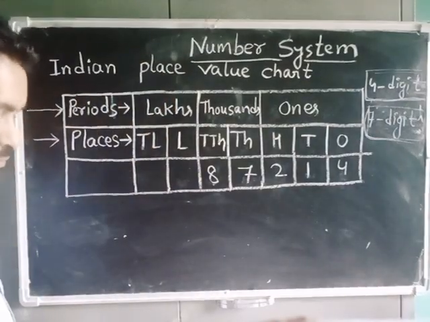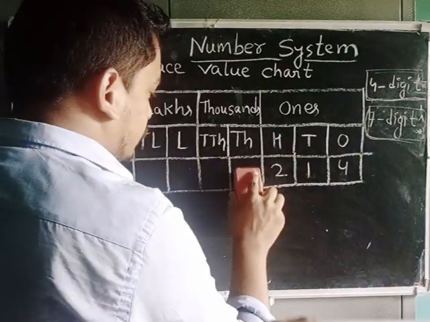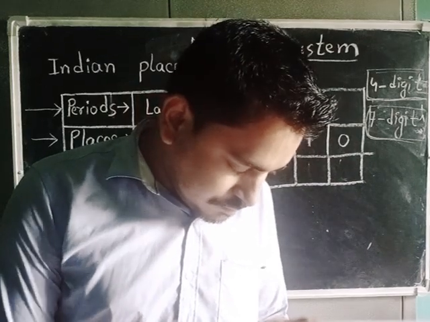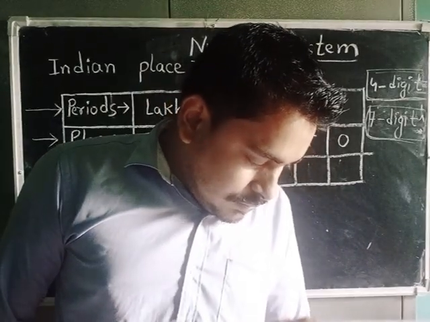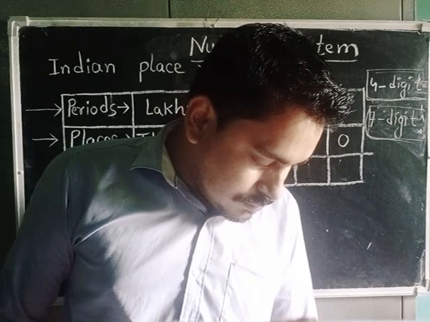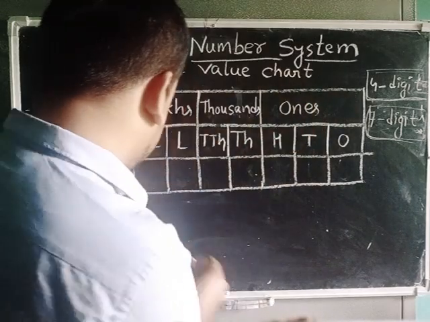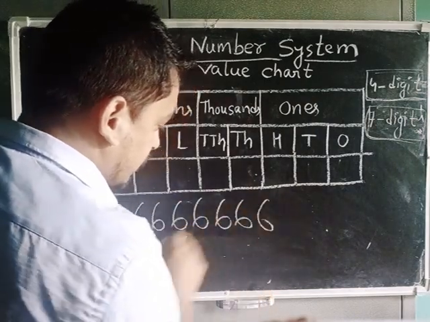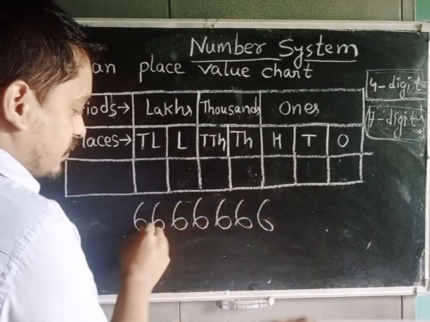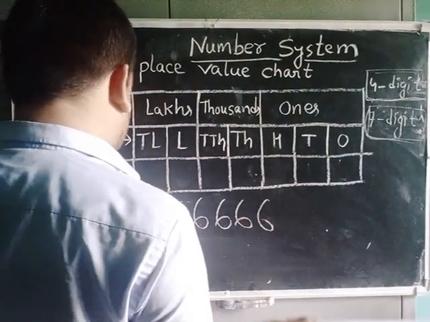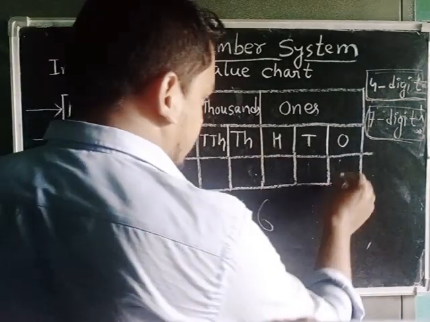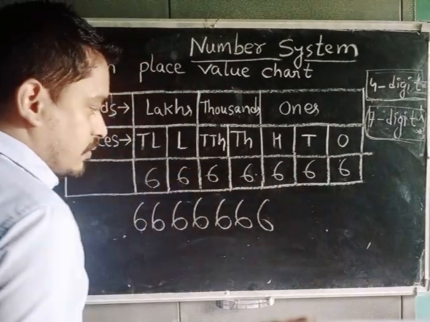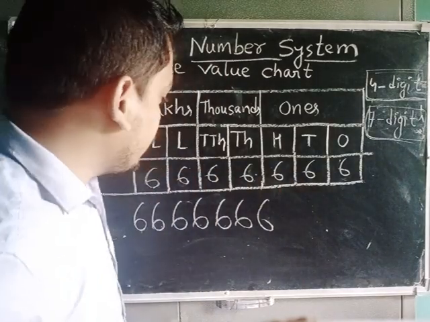Now let us take another number. Let me take the number from your exercise. Six. Okay, 1 2 3 4 5 6 7. It is a 7-digit number. So let us write this number in the place value chart. Okay, now can you say what number it is?